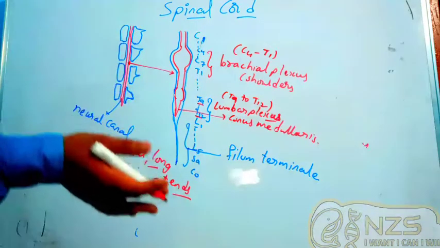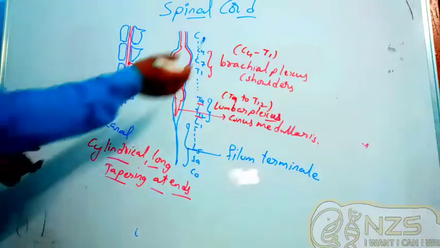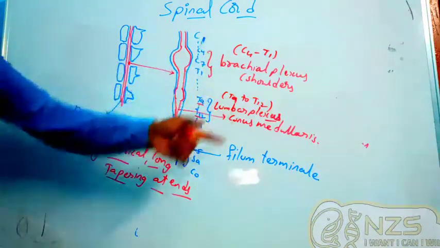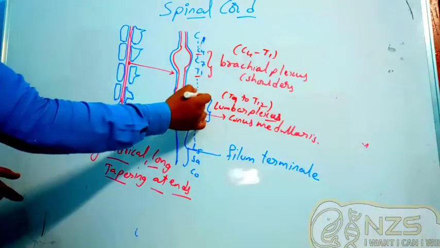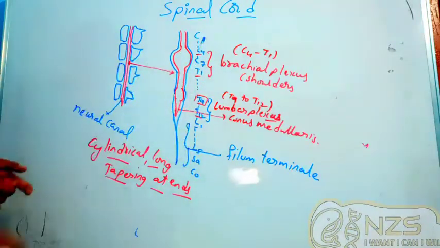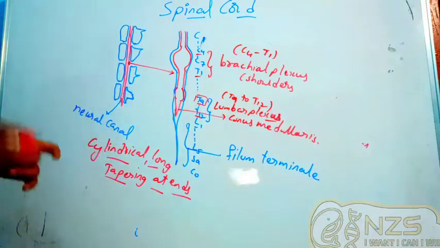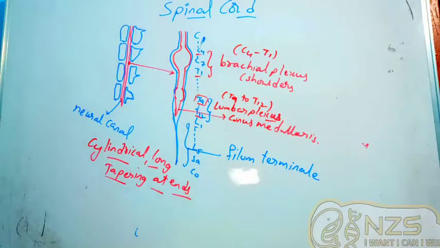And we have two plexuses, two groups of nerves coming out: the brachial plexus and the lumbar plexus. Brachial plexus is between C4 and T1, and lumbar is between T9 and T12. Okay, those are the three main things we have to remember.